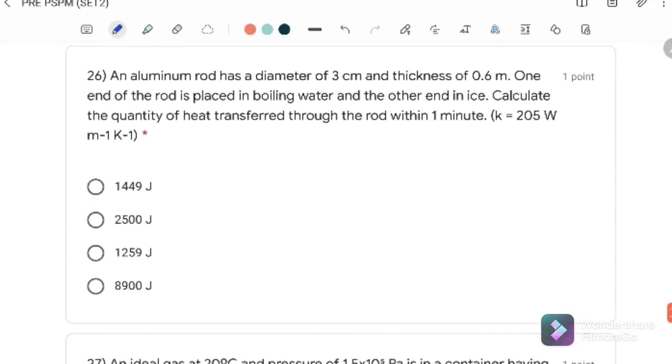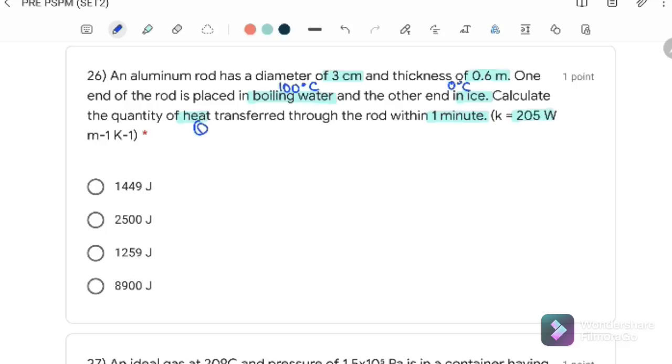Question number 26, chapter 12. An aluminum rod with the diameter 3 cm and the thickness 0.6. One end of the rod is placed in boiling water, meaning that it's 100 degrees Celsius, and the other end is with the ice, so it's 0 degrees Celsius. Calculate the quantity of heat transfer through the rod in 1 minute, and this is the thermal conductivity.